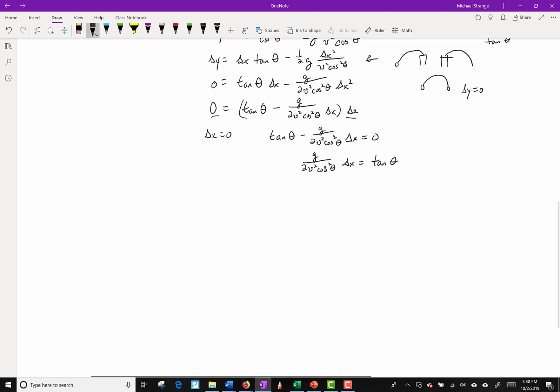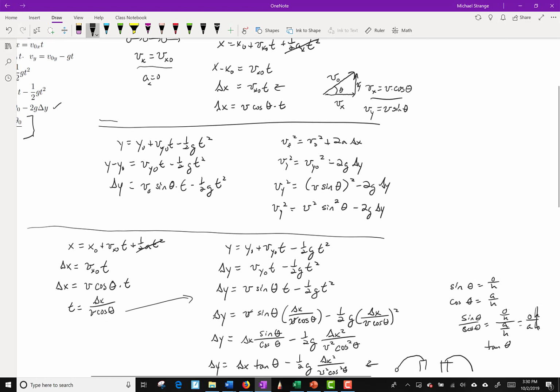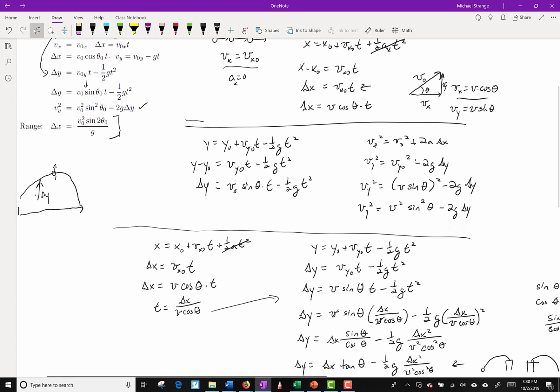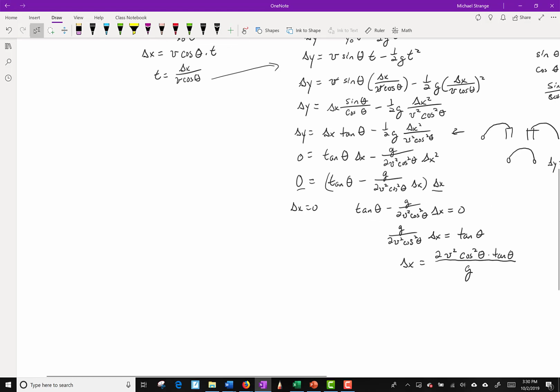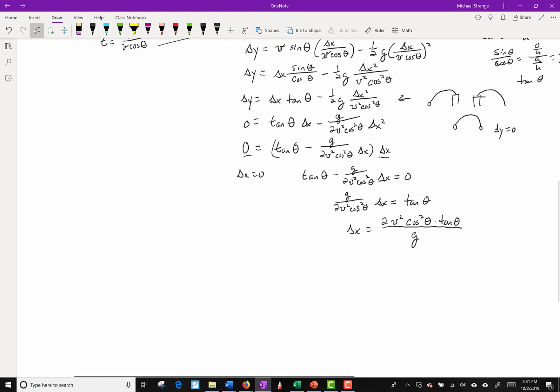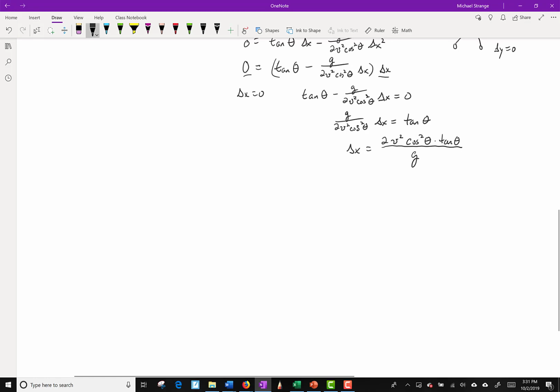To get my range, now I'll flip this and multiply by the other side. So delta x equals 2v squared cosine squared theta, because it's going to be multiplied up on top, times tangent theta divided by g. That's not the equation they had. Oh, man. Let's see. What did they have? Sine squared, v squared. So we have our v squared over g. It's that sine 2 theta. It's going to be this cosine squared times sine squared.